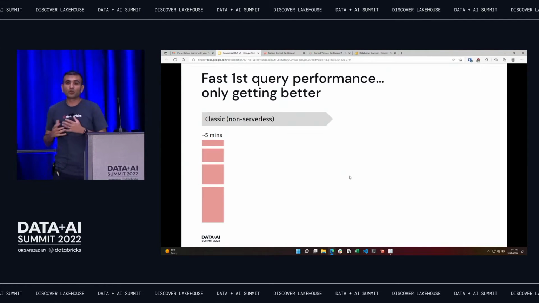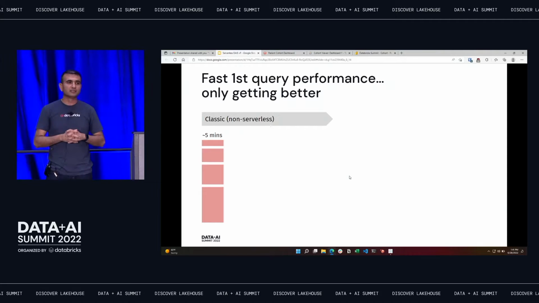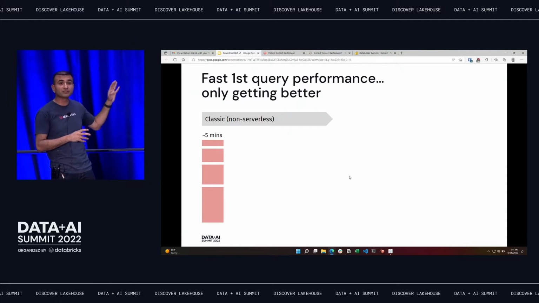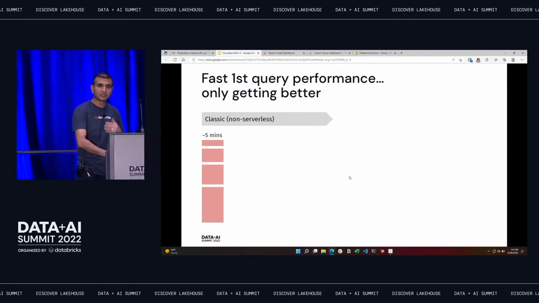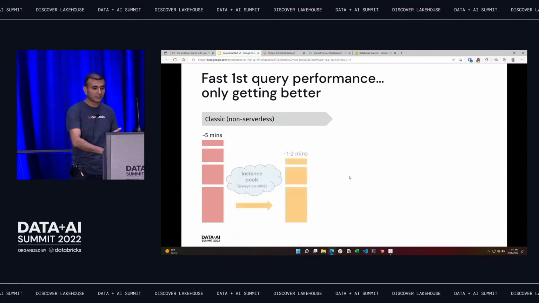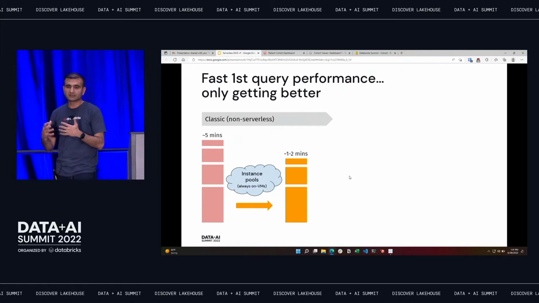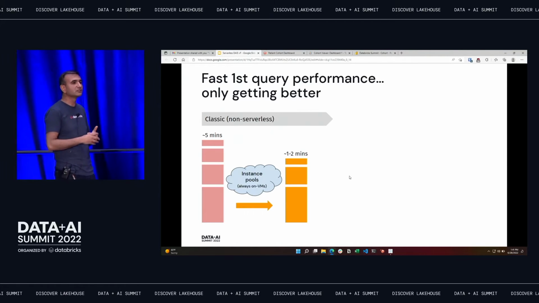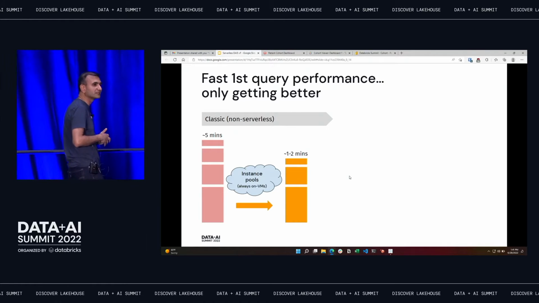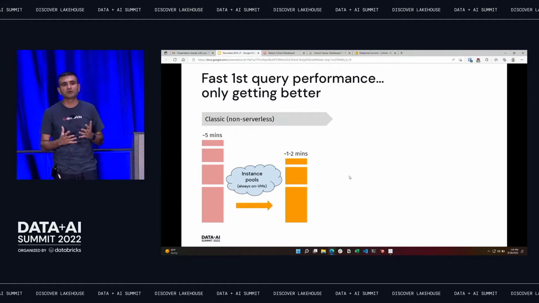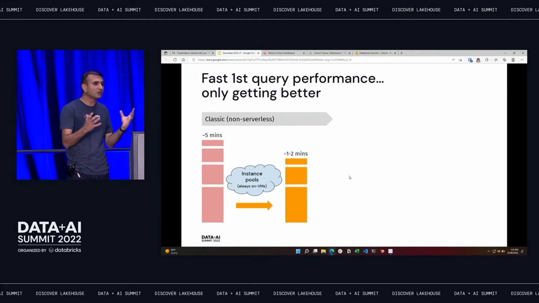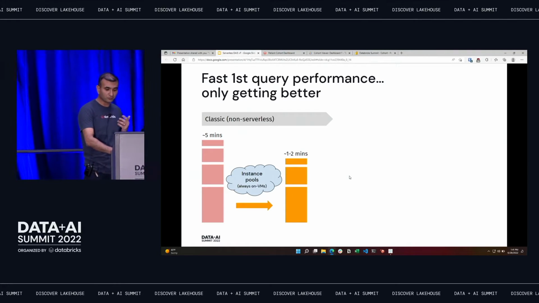Now let's talk about what kind of performance you can expect. This is where we were before serverless started. The first query performance used to take 5 minutes. Now, 5 minutes is not acceptable. That's how some of our customers implemented a concept called instance pool. With instance pool, you can get the startup experience or the first query performance down to 1 to 2 minutes. So this is what we have seen customers do. Instance pool is very expensive for our customers because you are maintaining a warm environment for you to run. This is what we have seen some customers do.